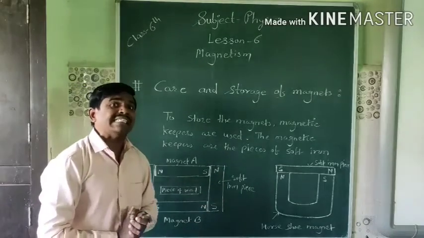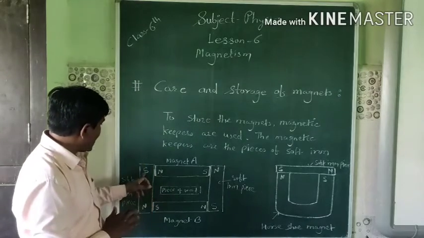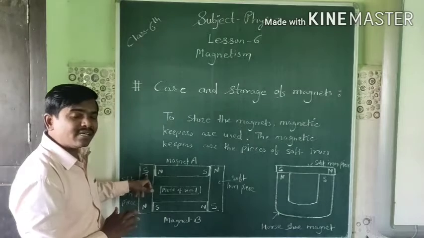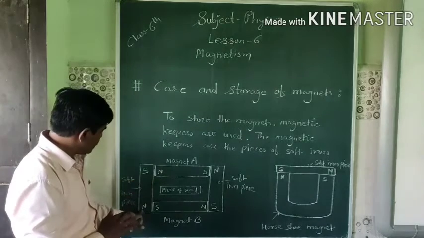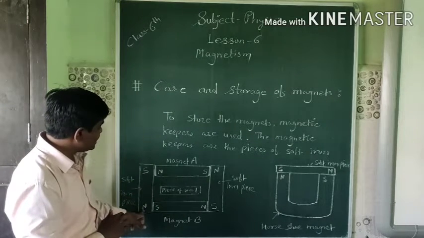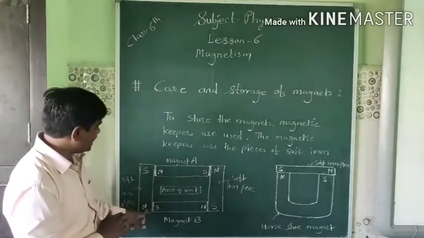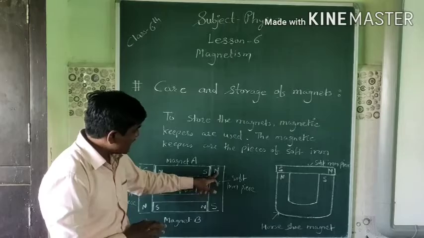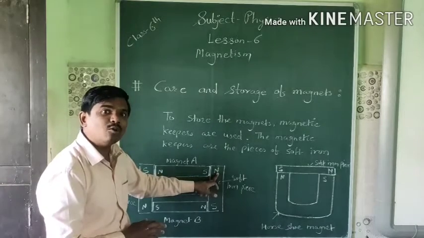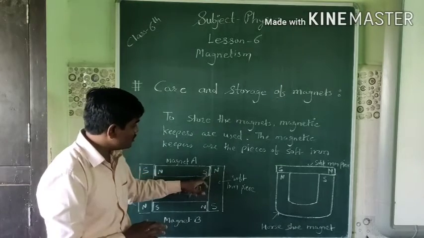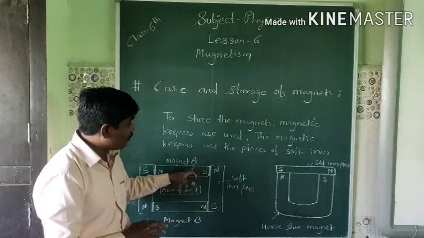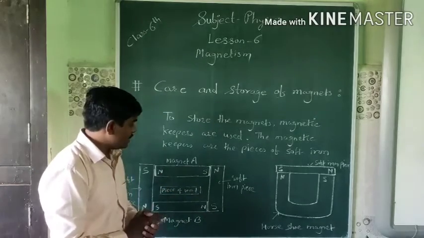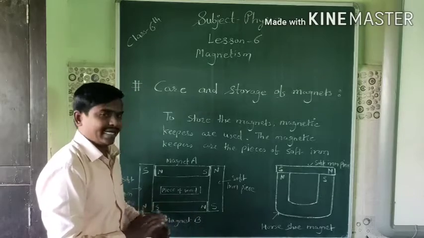But due to magnetic induction, the end near the north pole gets the south polarity on the soft iron piece, and the other end, near the south pole of the magnet, gets the north polarity. Similarly here, this end of the soft iron gets the north polarity because of this south pole of the magnet, and this end has the south polarity because of the north pole of the magnet.